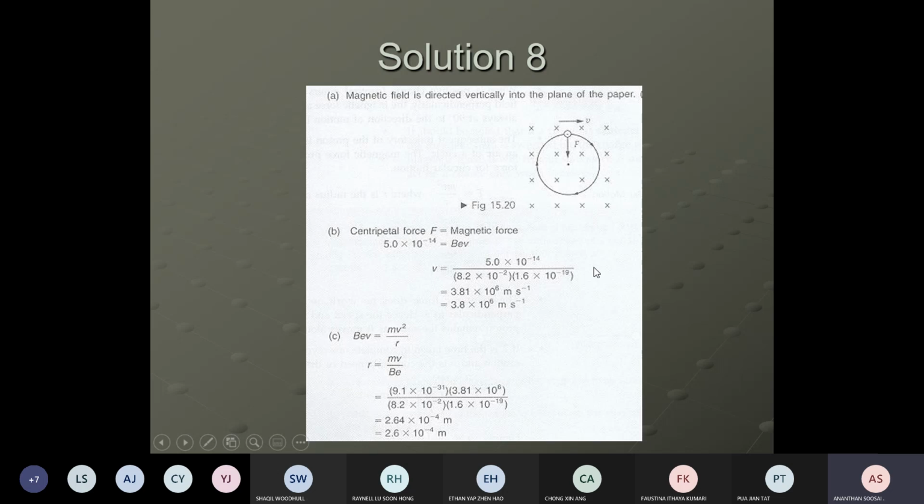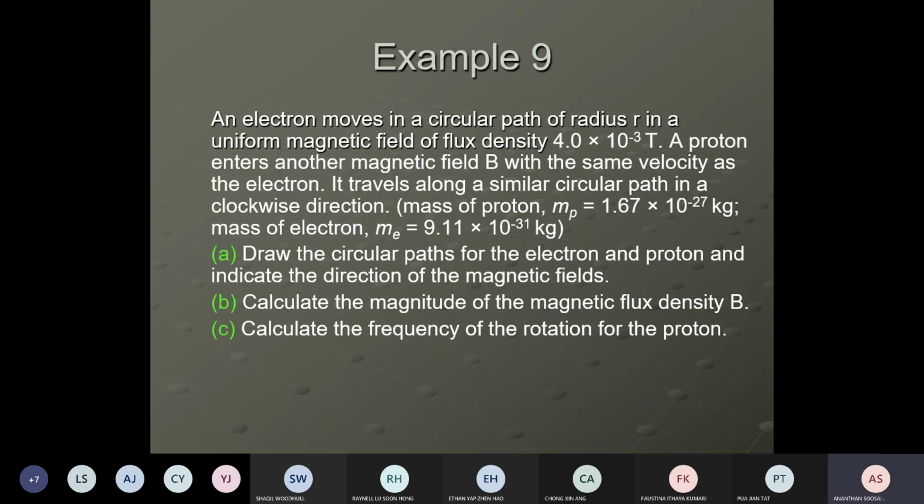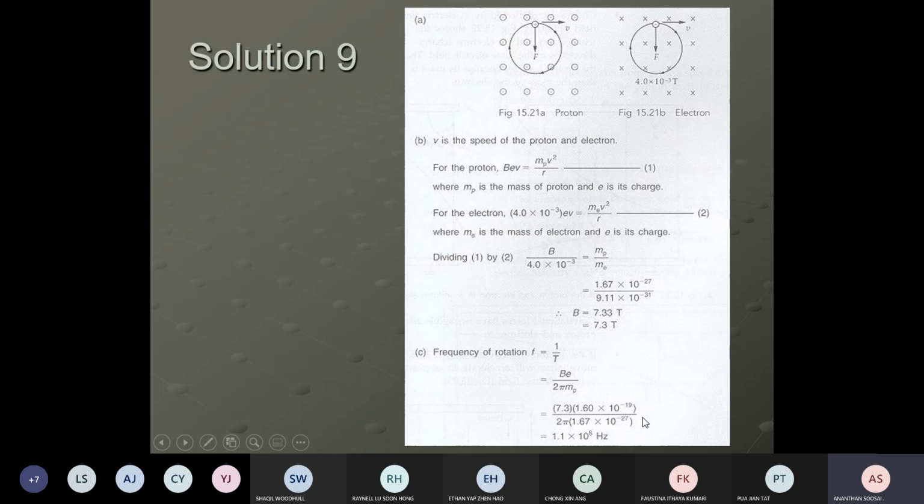Okay, so I hope you get the idea. Any questions so far? No questions. Okay, let's continue. This is the same question as before. You follow the same pattern, just using BqV. You can give a try with this later. Okay, the solution is given.